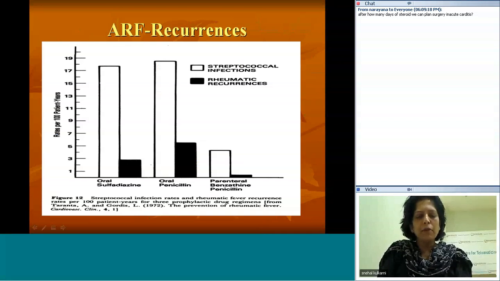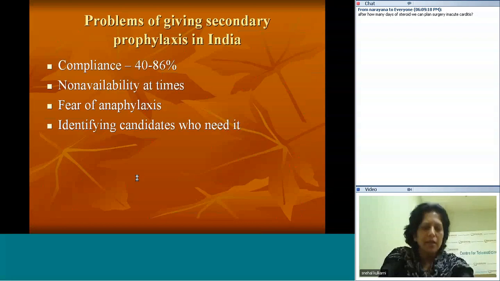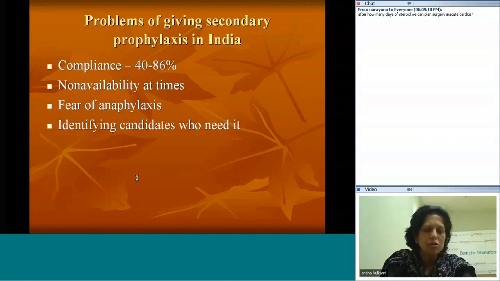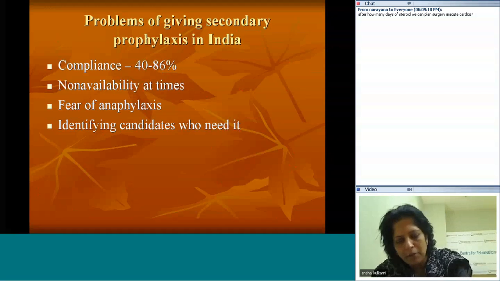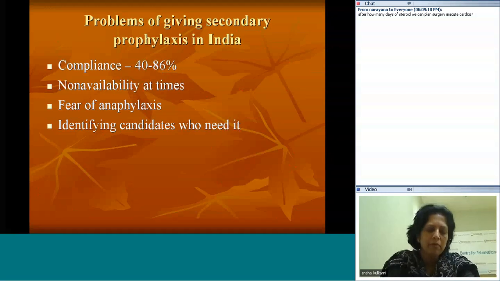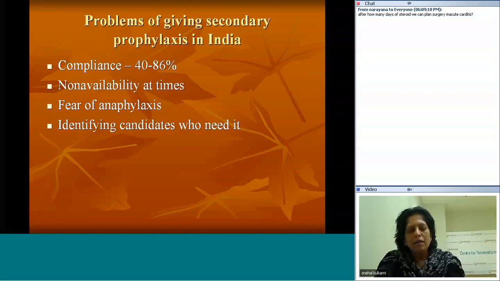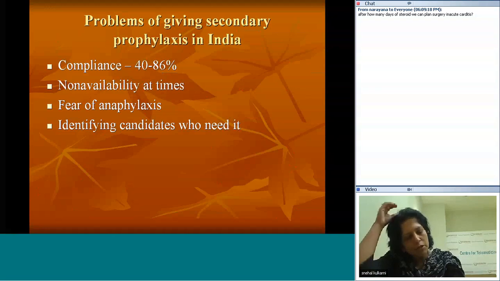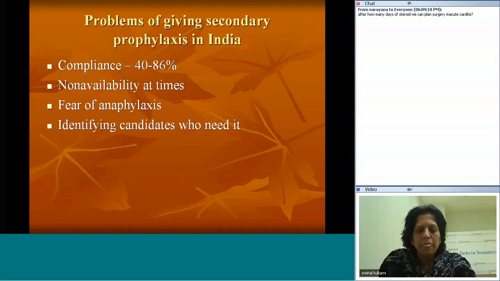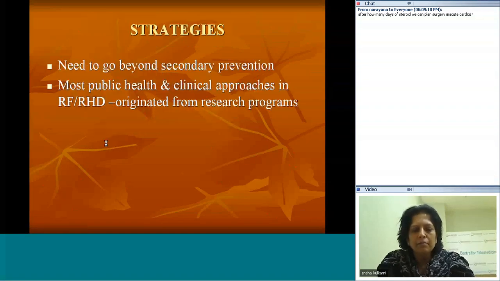Now, if you see the incidence of rheumatic fever recurrences, they are least when the patient is on parenteral penicillin, they are highest when the patient is on oral penicillin, and oral sulfadiazine is in between. Now, regarding problems of giving secondary prophylaxis in India, compliance is a major issue, and we see compliance in maybe 40 to 80% of patients, but there is a drop-off of more than 20% of patients. Sometimes, as you know, it's not available. There is a fear of anaphylaxis, and the patients don't get it in many centers because people are not ready to give it. And the last one is identifying the candidates who really need it.